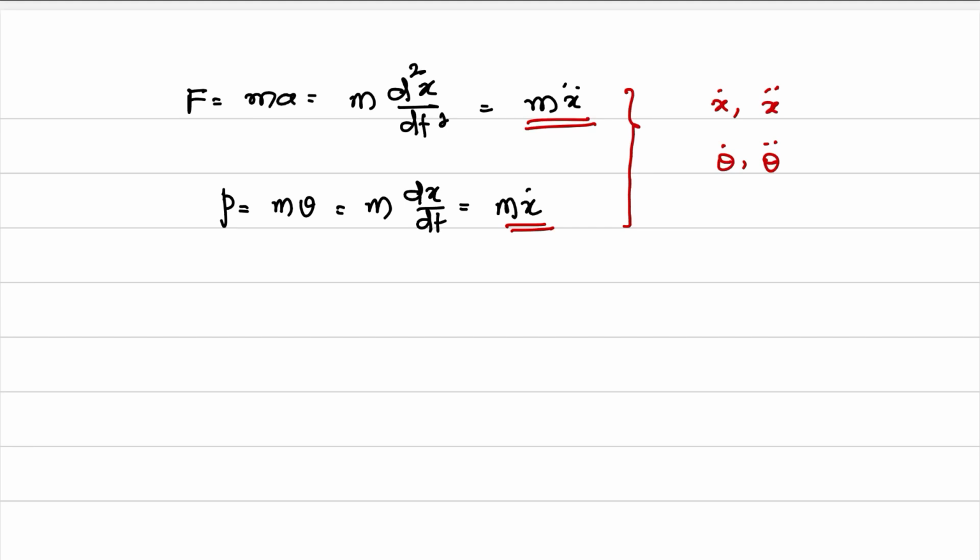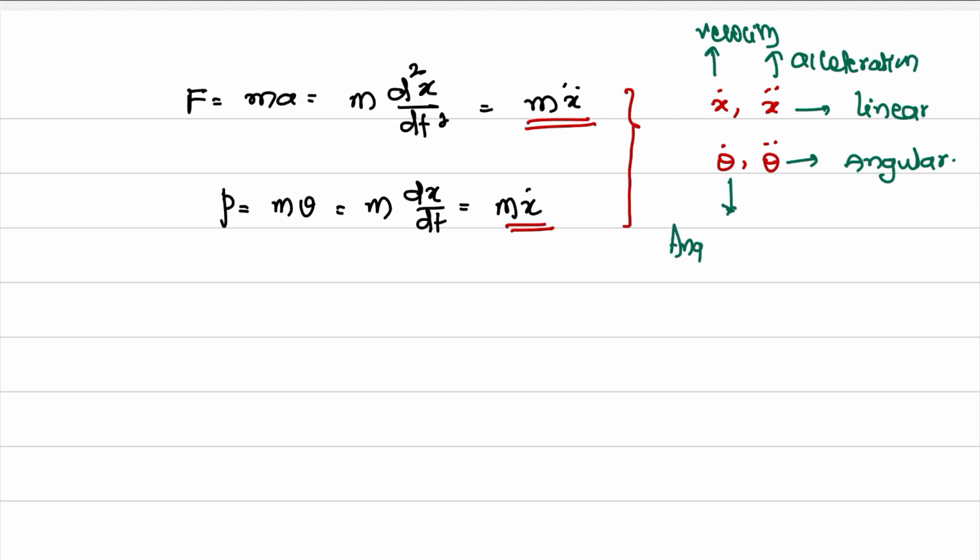This is for linear values, this is for angular values. This is velocity, this is acceleration. This is angular velocity, this is angular acceleration. Are you able to understand now?